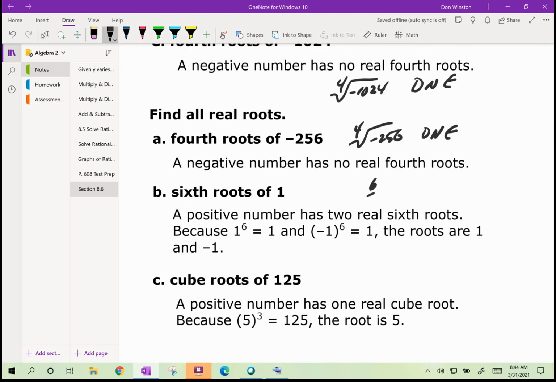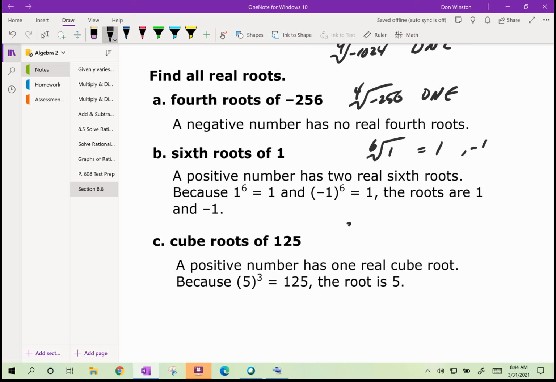The sixth root of 1. Well, now that would just equal 1, or it could equal negative 1. Because negative 1 multiplied by itself 6 times gives you 1, and 1 multiplied by itself 6 times gives you 1. The cube root of 125, well, that will equal 5.